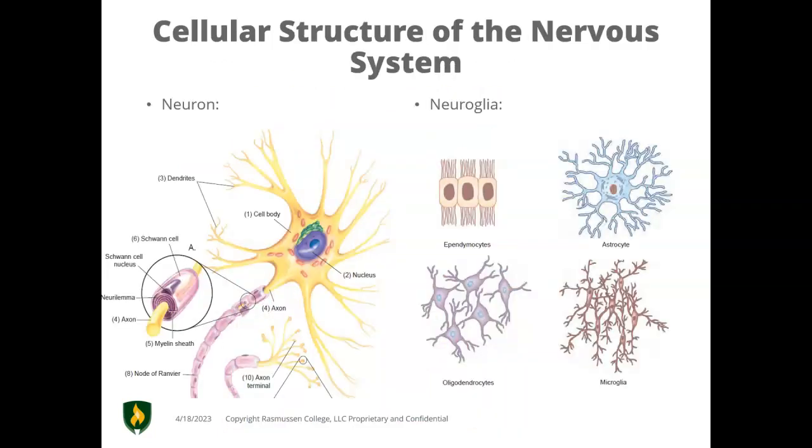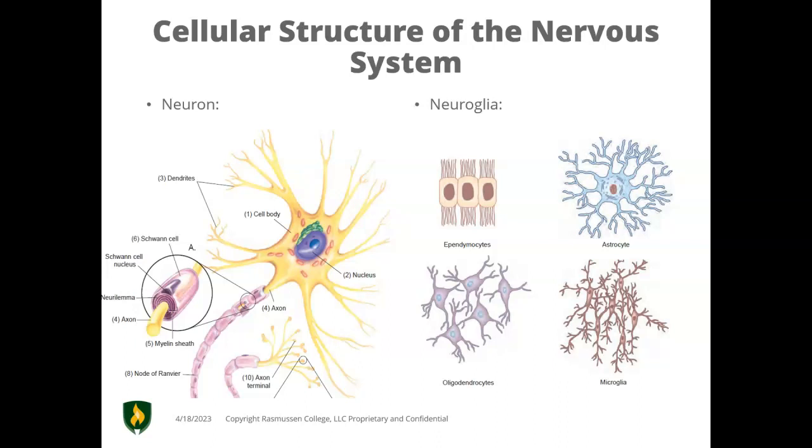Now, when we discuss the nervous system, we have to look at the cellular structure of the nervous system. The nervous system is composed of two principal cell types, and together they make up the nervous tissue in our body. The first one is neurons. They transmit impulses and are identified by the direction in which the impulses travel.